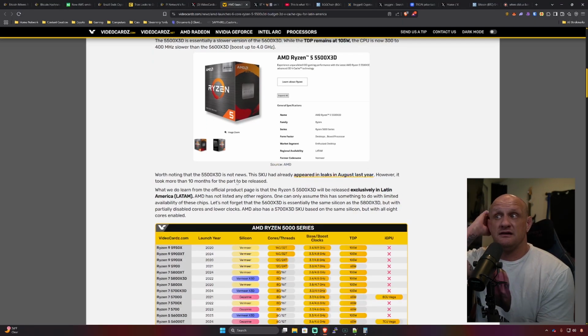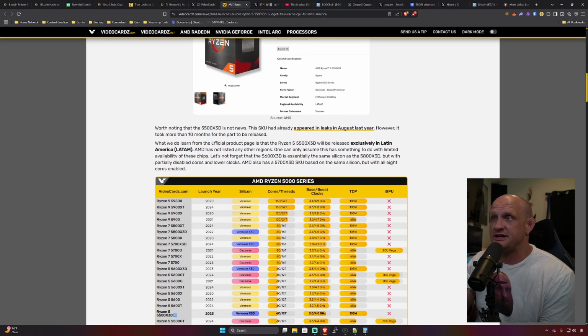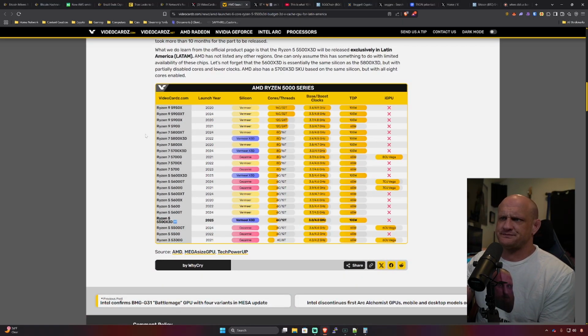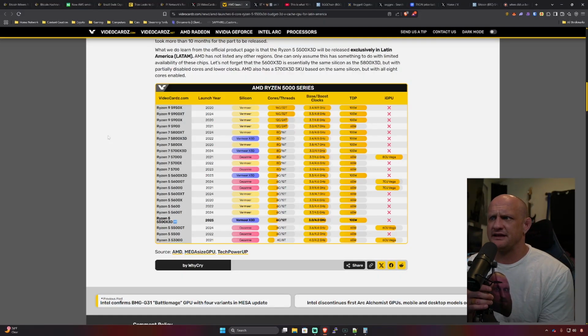Worth noting that the 5500X3D is not news. The SKU has already appeared in leaks of August last year. However, it took more than 10 months for the part to be released. What we do learn from the official product page is that the 5500X3D will be released exclusively in Latin America. AMD has not listed any other regions. One can only assume this has something to do with the limited availability of these chips. But kind of interesting that they released it.